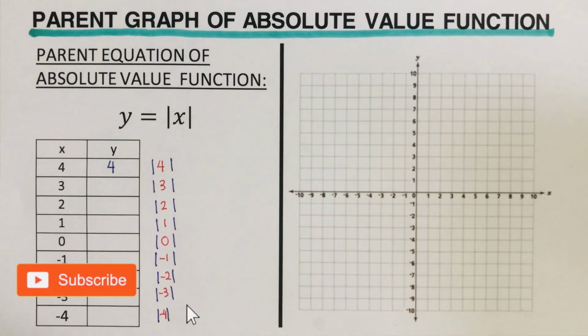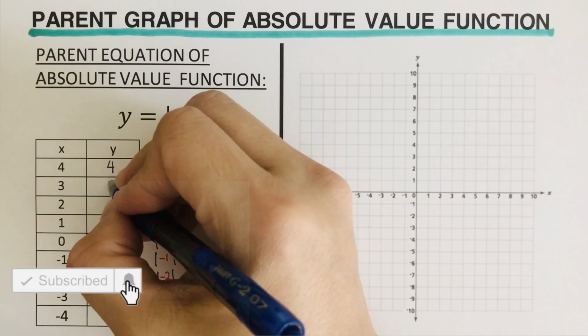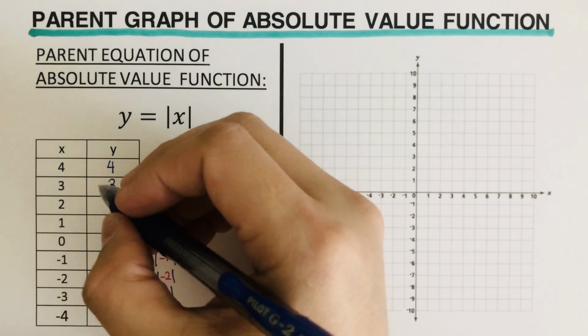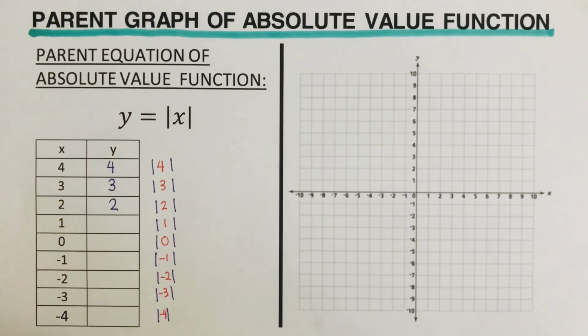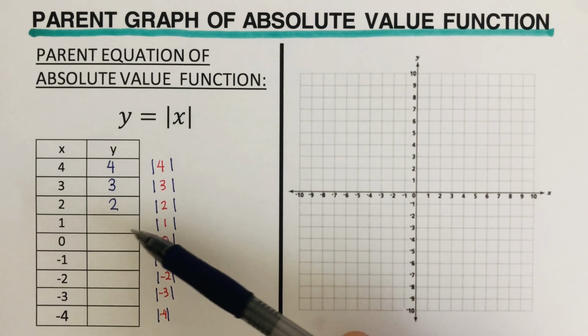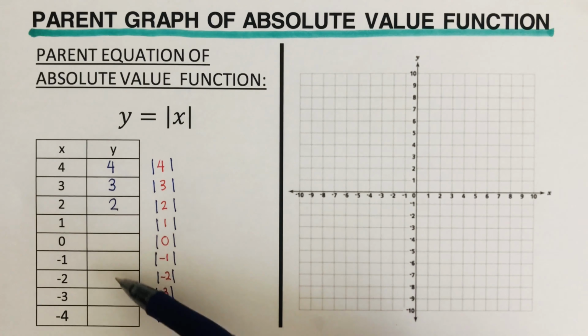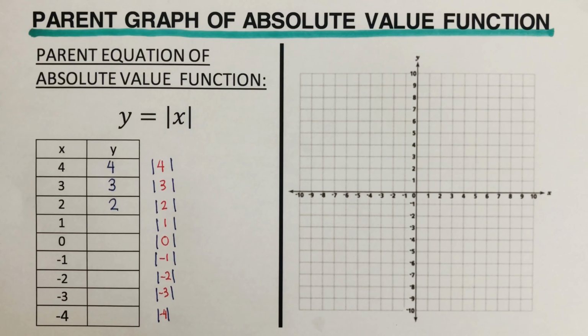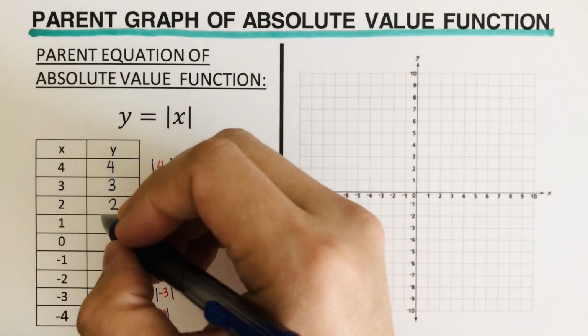So the absolute value of 3 is 3. The absolute value of 2 is 2. At this time, I would encourage you to look at this and do this on top of your head. What are the values for all the rest of the blanks here? Okay, so let's see what you got. So this should be 1.